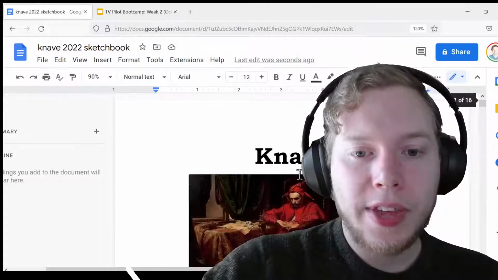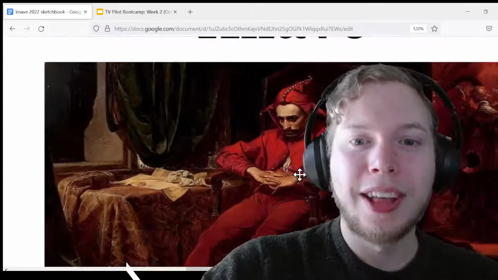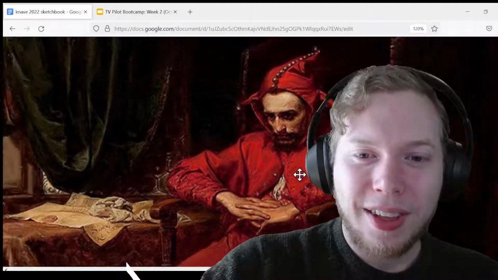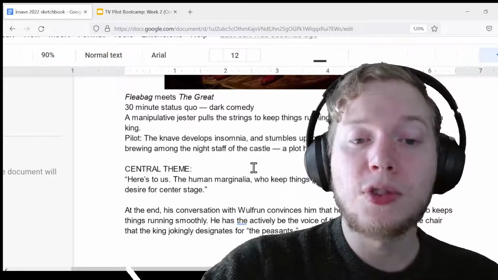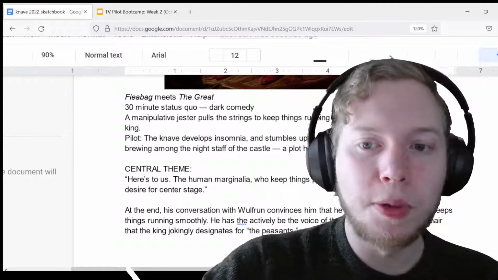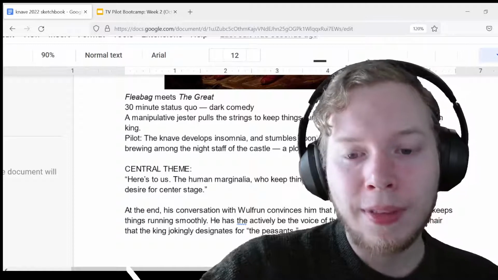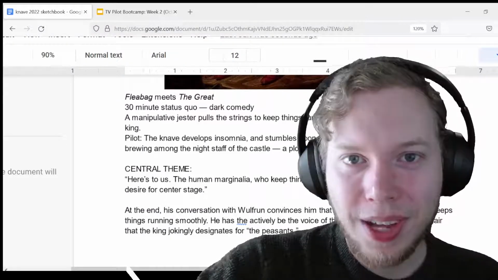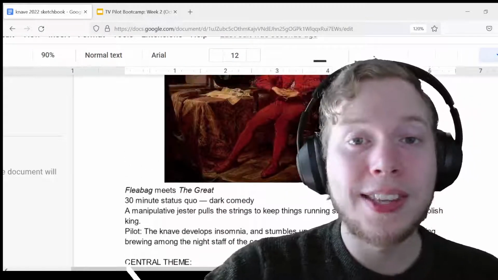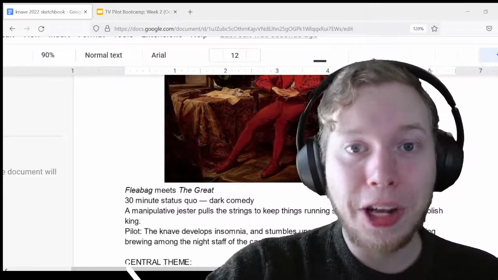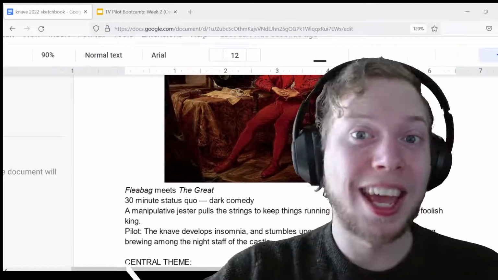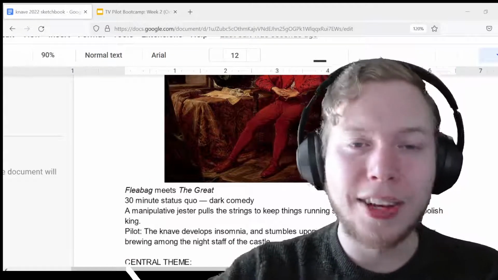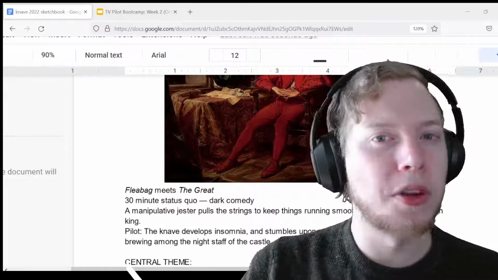The premise of the show is that it's about a court jester in the medieval era. The logline might look something like this: a manipulative jester pulls the strings to keep things running smoothly in the court of a foolish king. That's the idea of the show. It's a jester that manipulates things to keep the kingdom from falling apart, as he's surrounded by idiots who are doing everything they can to get the kingdom into war and conflict, and he's the one who has to trick people into doing the right thing.